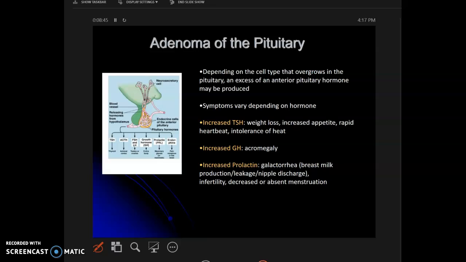So again, it depends upon the cell type, remember. And of course, if there's increased TSH, what will happen? You will have hyperthyroidism, okay? Increased GH, growth hormone, you will have acromegaly in adults. And increased prolactin, we know that it's increased breast milk production, infertility, and absence of menstrual cycle.